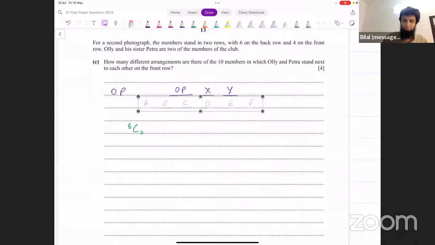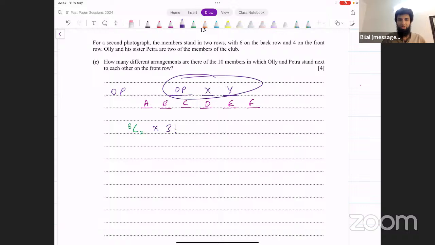People in the front row can be arranged in 3 factorial, because there are 3 dashes. They can be arranged in 3 factorial ways. However, O and P could also switch their places. So we have to multiply by 2 factorial because of that.